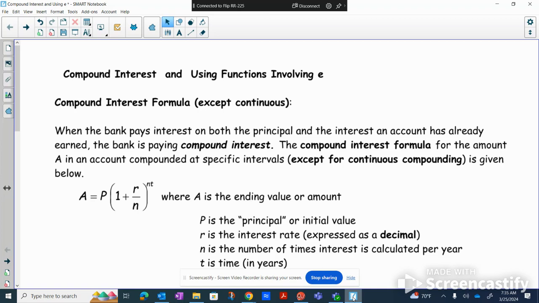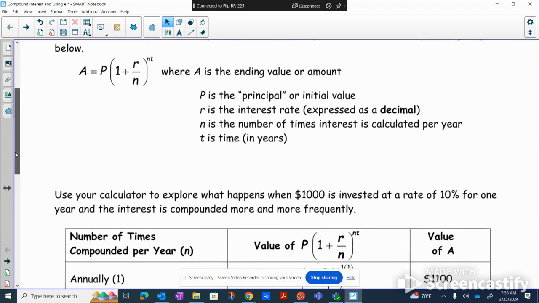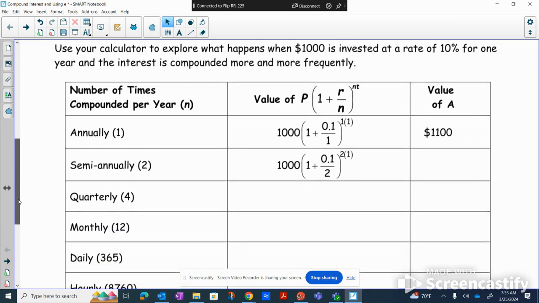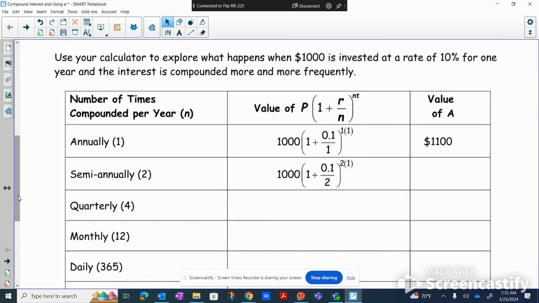Okay, let's go ahead and look down here at this table. Here we have $1,000 invested. So the $1,000 is going to be your initial amount, which goes in for P. And it's invested at a rate of 10%. So if you take 10 divided by 100 on your calculator, you're going to get the interest rate as a decimal, which is 0.1. As you can see, R has been replaced with 0.1.